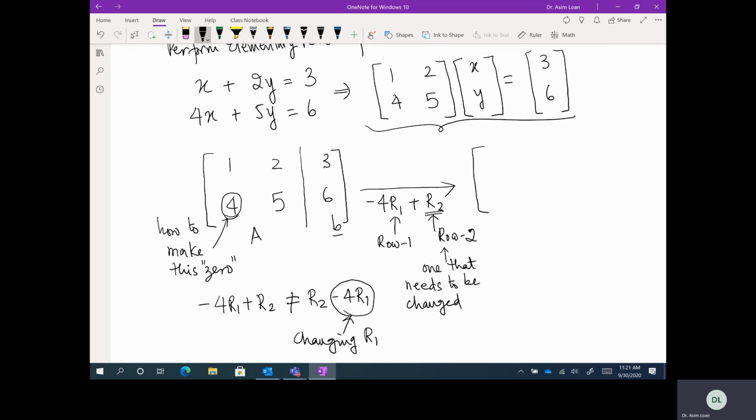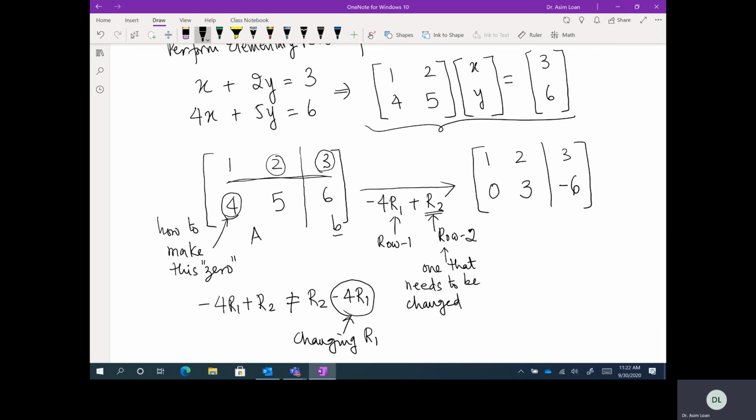So when we do this operation, the first row is not going to be changed. So this is 1, 2, 3. So minus 4 into 1 plus 4 is 0. Minus 4 into 2, which is 8, plus 5 is, so 8 minus 5 is 3. Minus 4 into 3 is 12. Minus 12 plus 6 is minus 6. Right?